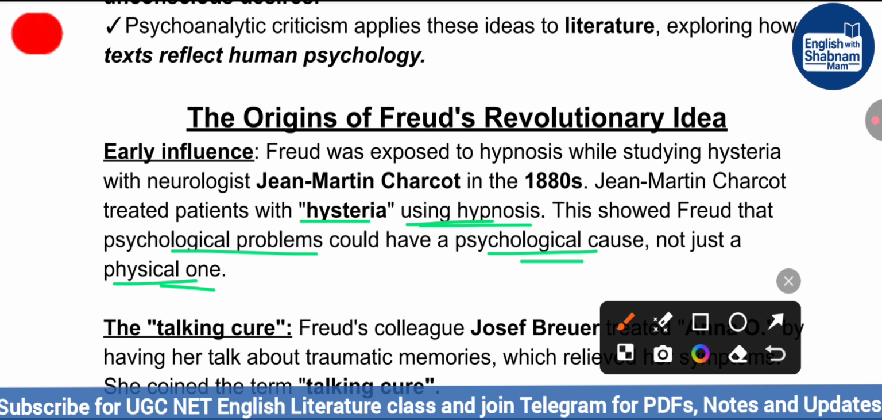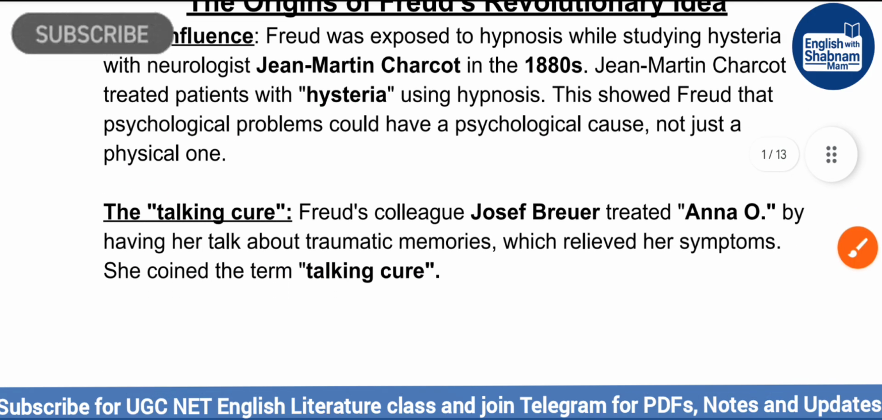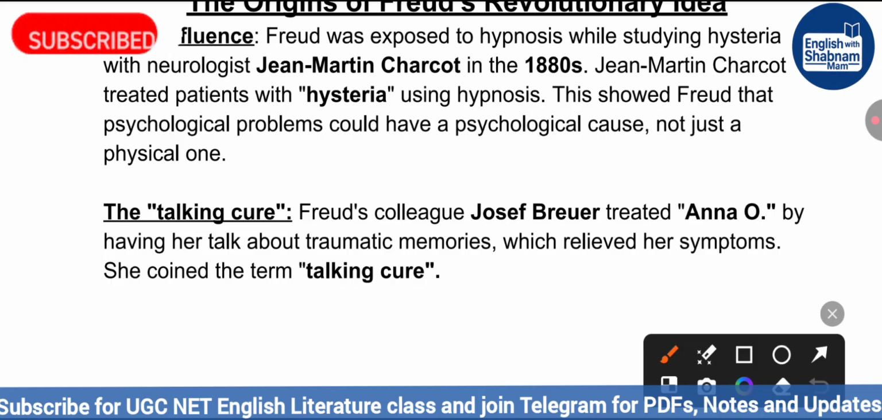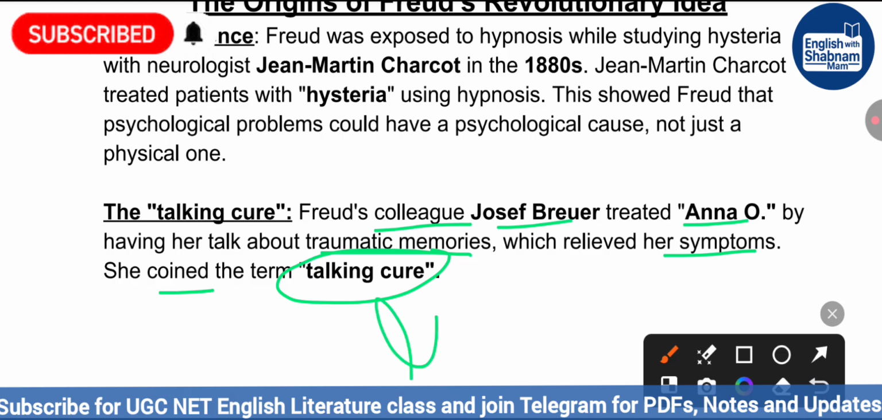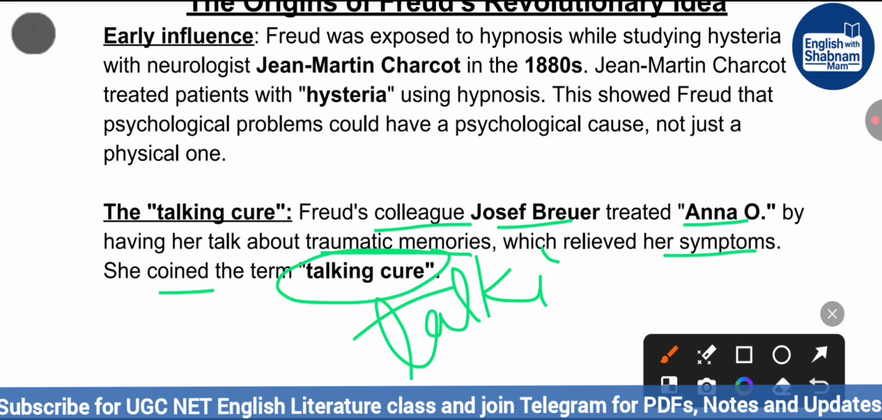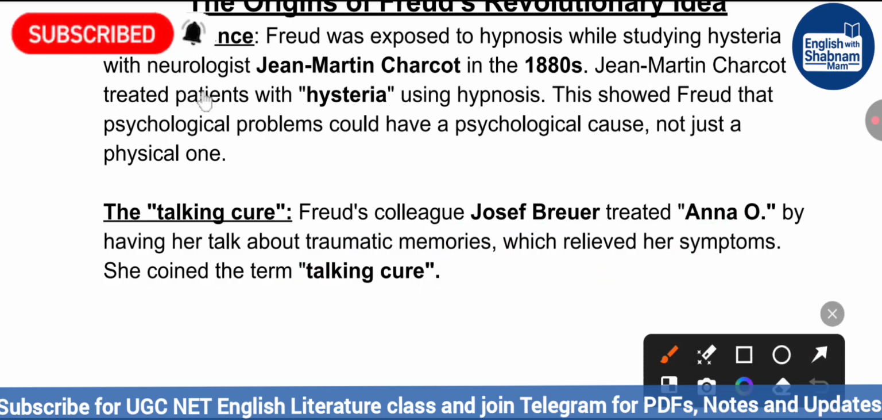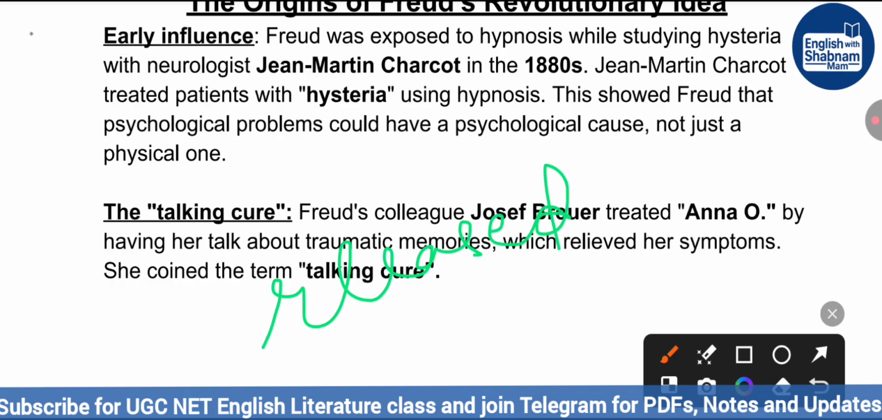The psychoanalytic theory originated after the analysis of the observations by Sigmund Freud. After observing Jean-Martin Charcot, he observed his colleague Joseph Breuer, who treated Anna O by having her talk about traumatic memories, which relieved her symptoms. She coined the term talking cure. Important, this is the talking cure. She was the patient who was treated by Joseph Breuer. He allowed her to talk about her experiences, her traumatic memories, and somehow she felt better. By talking freely, she released catharsis. You know, catharsis, when we release our emotions, purgation. So this was the thing.